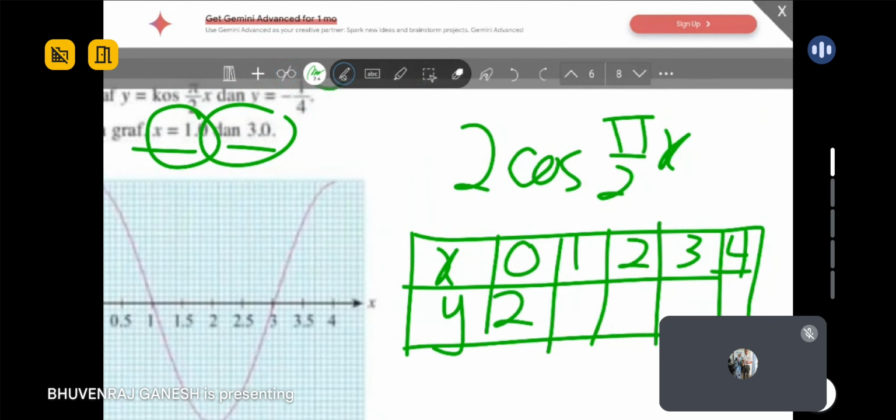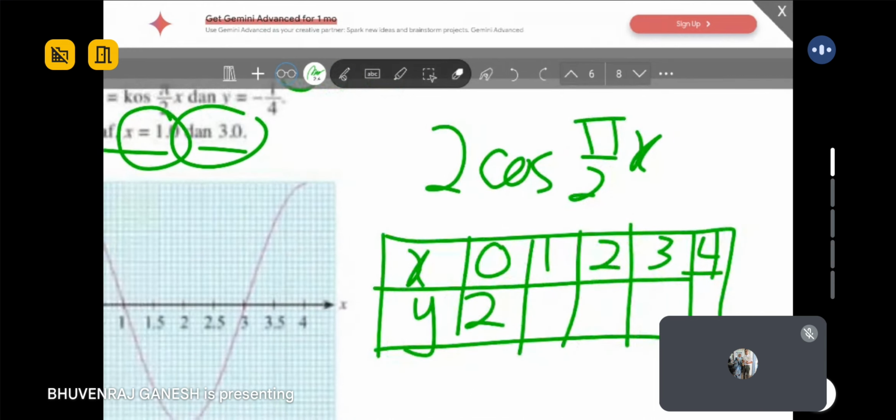And then, what else? Cos pi over 2. Okay, x sama dengan 1 maksudnya cos 90. So this one is 0. And then cuba lagi. Cos 180. This one is negative 2. And then cos 270. Yang ni pun kosong. And then number 4, cos 360. Jawapan dia 2 juga.